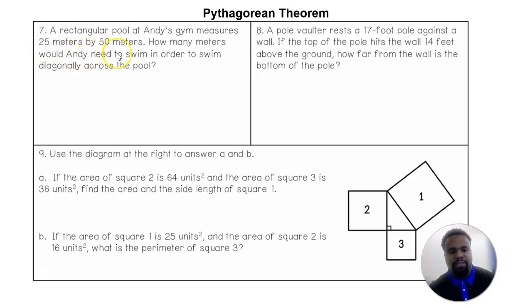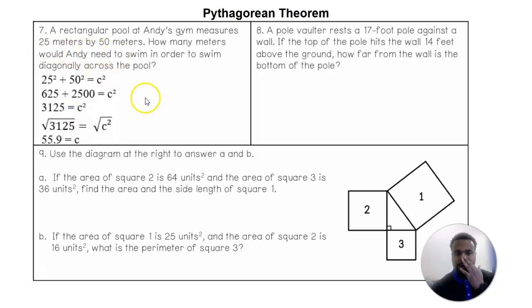25 squared plus 50 squared equals c squared. All right. 25 squared is 625. 50 squared is 2500, equals c squared. We add those two together, you get 3125. But that's c squared. We've got to find c. So we do the square root. It's not a perfect square, but it's okay. We round to the nearest tenth. That gives us approximately 55.9. And so the distance that Andy swam is approximately 55.9 meters diagonally across the pool.